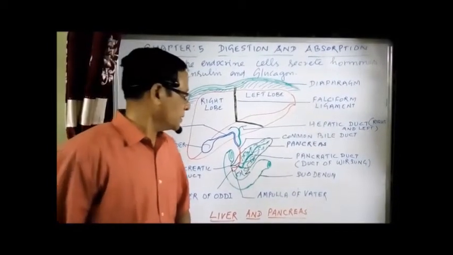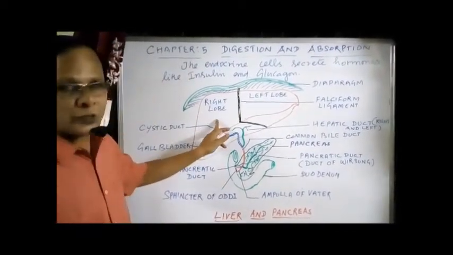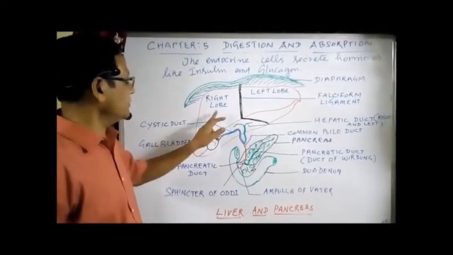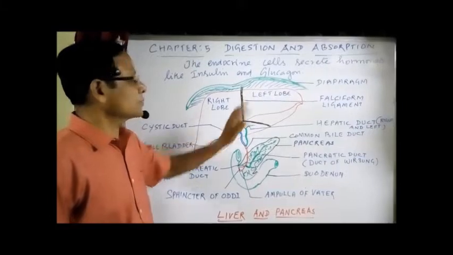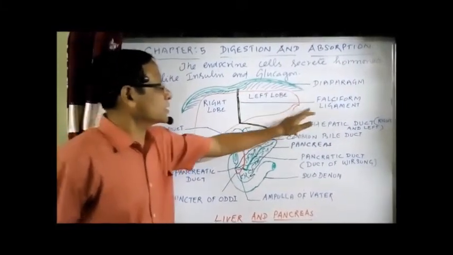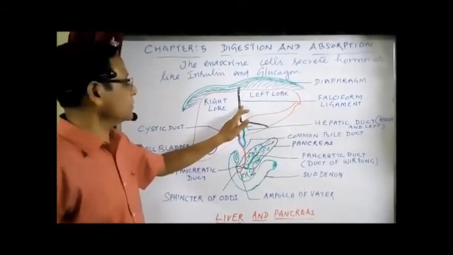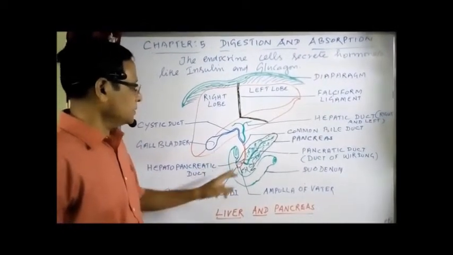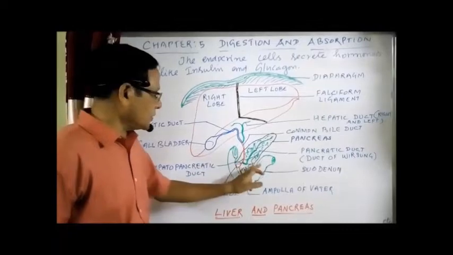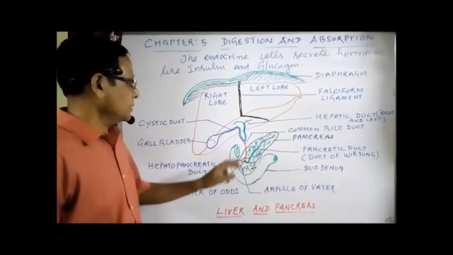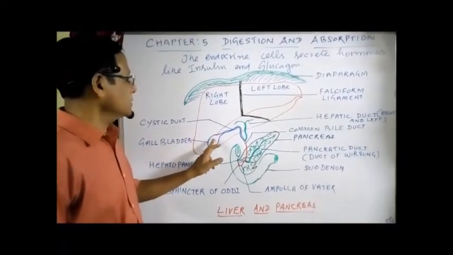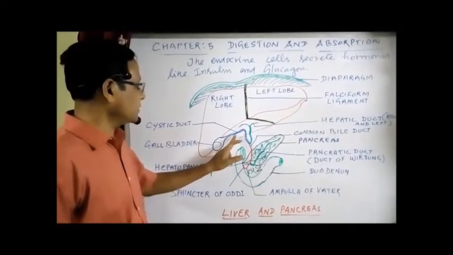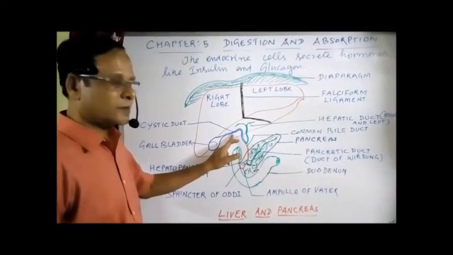Now here I have given the diagram showing the pancreas and the liver. The liver is formed of right and left lobes, separated by the falciform ligament. The same ligament also connects the liver to the diaphragm. Then, this is the pancreas lying between the two limbs of the duodenum. Here you see the bile is stored and concentrated in the gallbladder, from where arises the duct called the cystic duct.